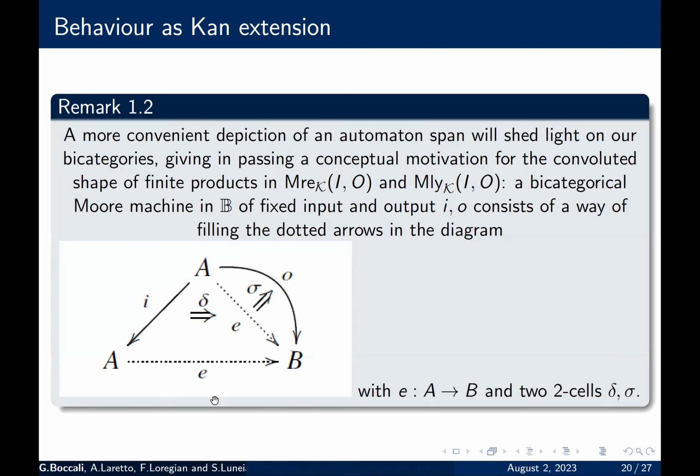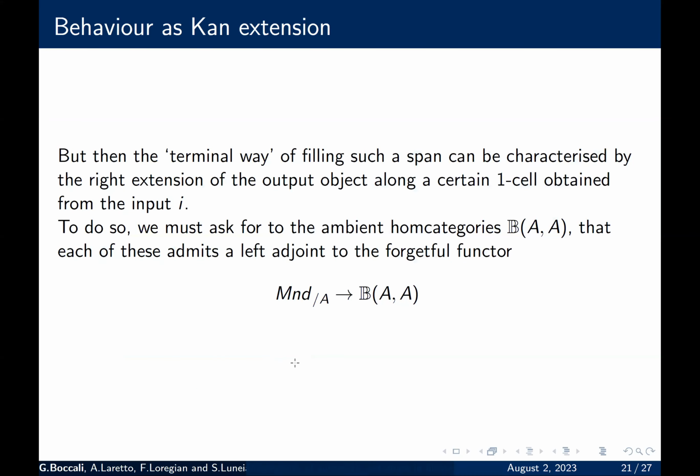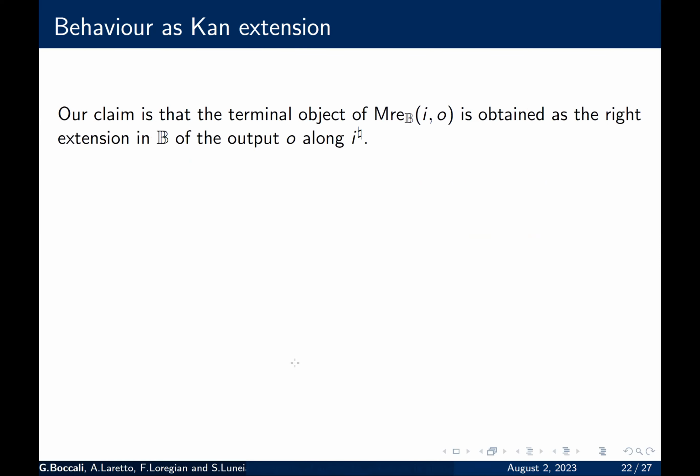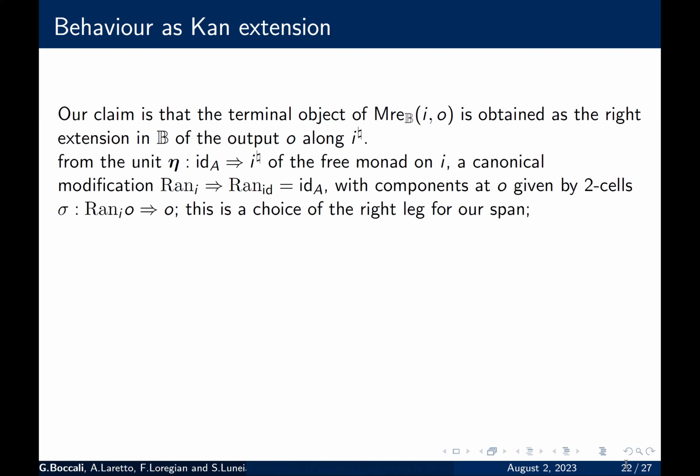The terminal way of filling this kind of shaped diagrams can be characterized, as I was saying, as the right extension of the output object along a certain one cell obtained from the input I. To do so, we must first ask of the ambient bicategory B that each of these admits a left adjoint to the forgetful functor from monads over A to the hom category itself. Obviously, this is asking for a free monad to be available whenever it is useful. Our claim is then that the terminal object of Moore B IO is obtained as the right extension in B of the output O along E natural.